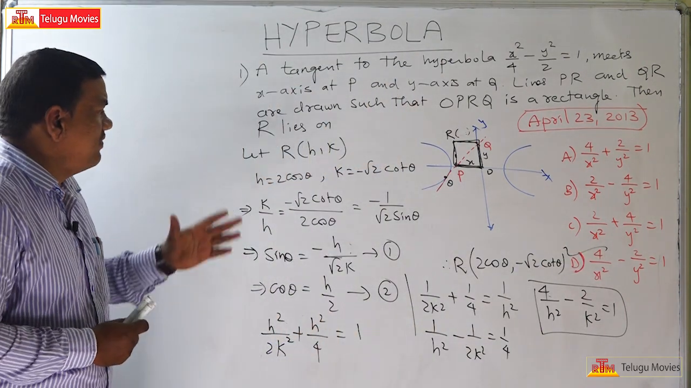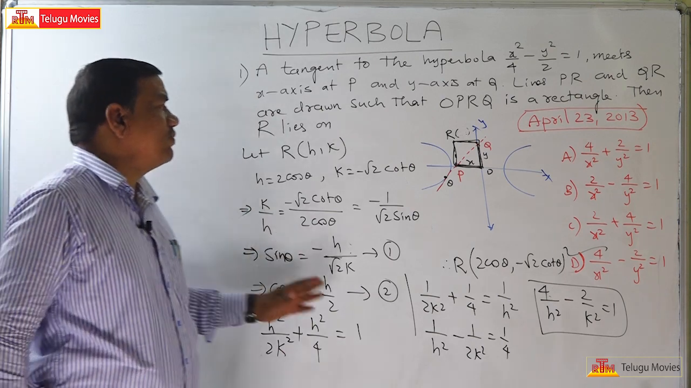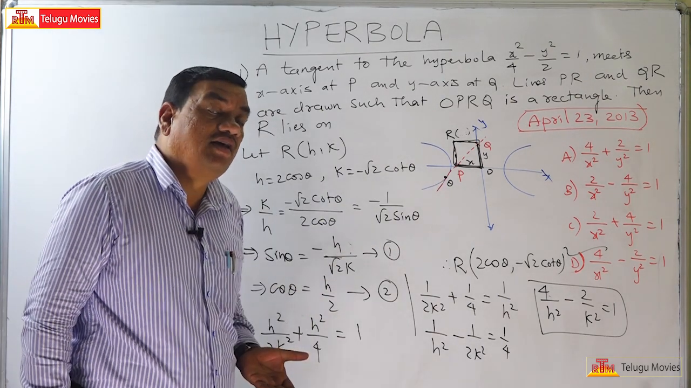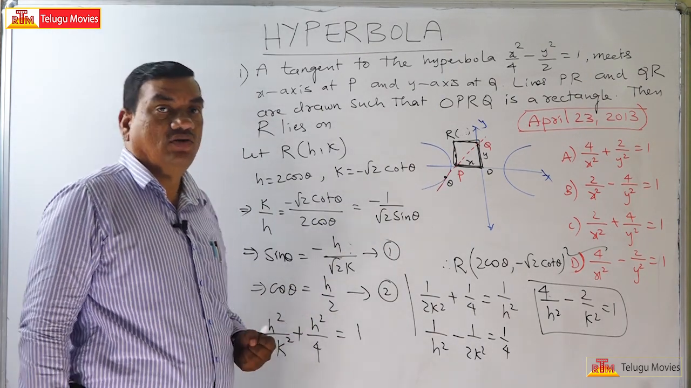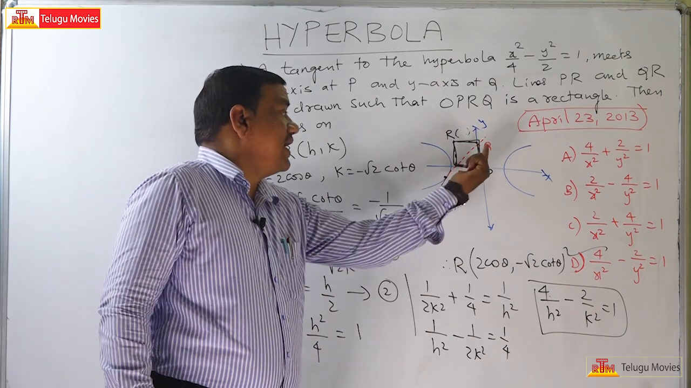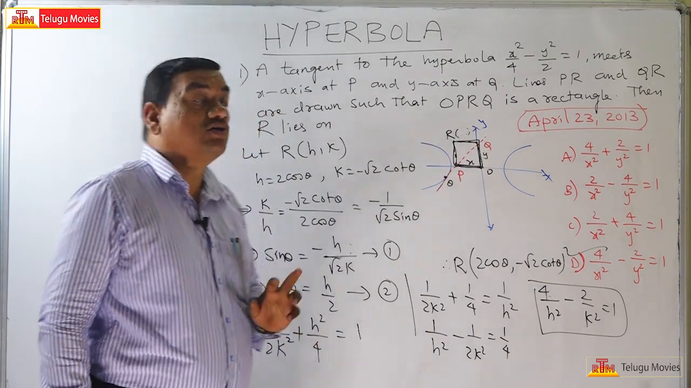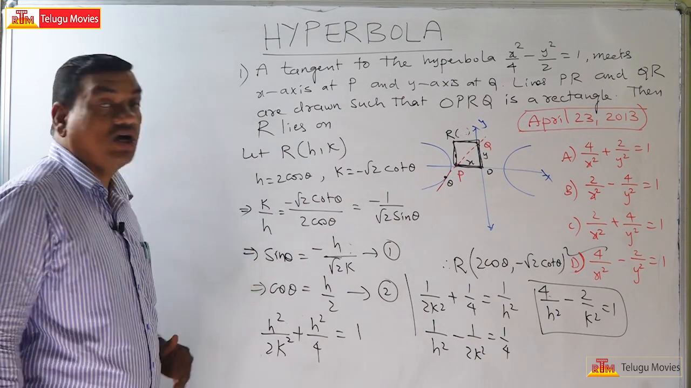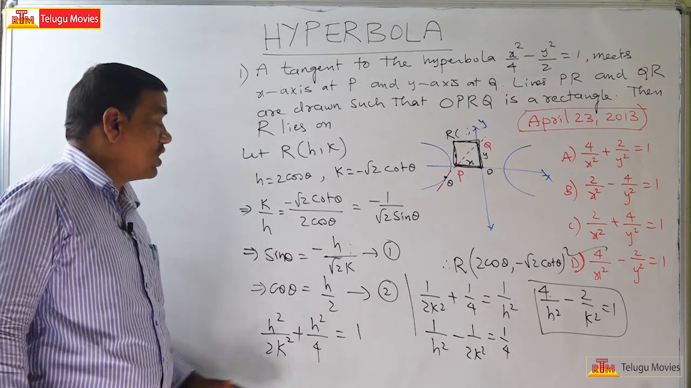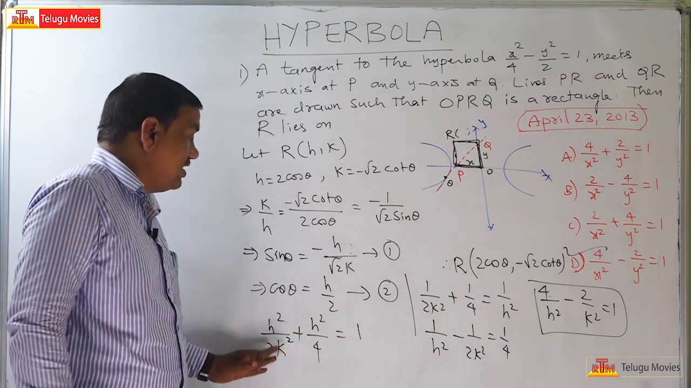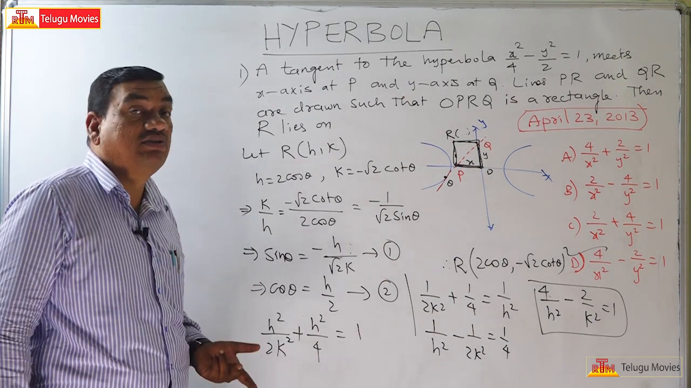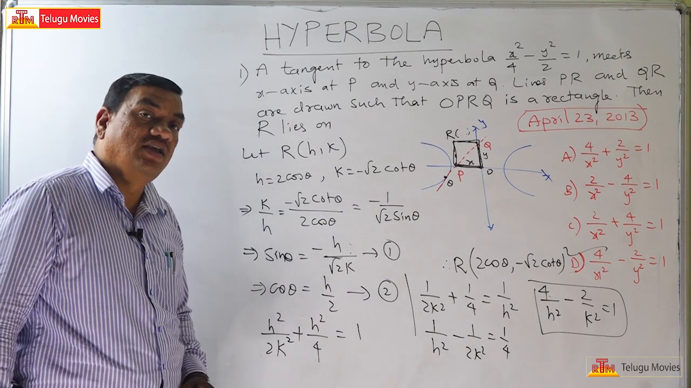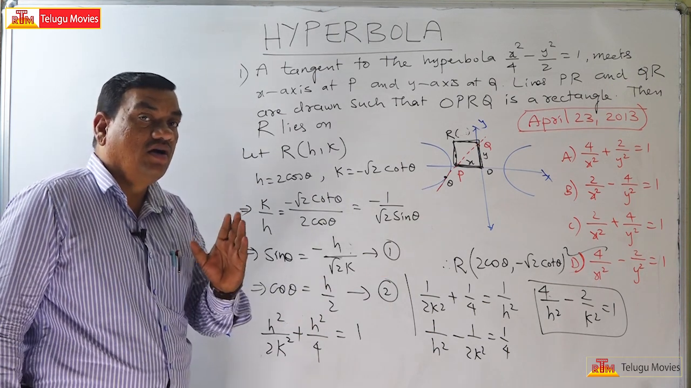Very nice problem, very simple problem. At theta, find the equation of the tangent. This OP and OQ is nothing but the R coordinate, so R is nothing but h comma k. From this find sin theta and cos theta, then eliminate sin theta and cos theta from the equation. In place of h and k replace with x and y, and you will get the equation of the required locus.